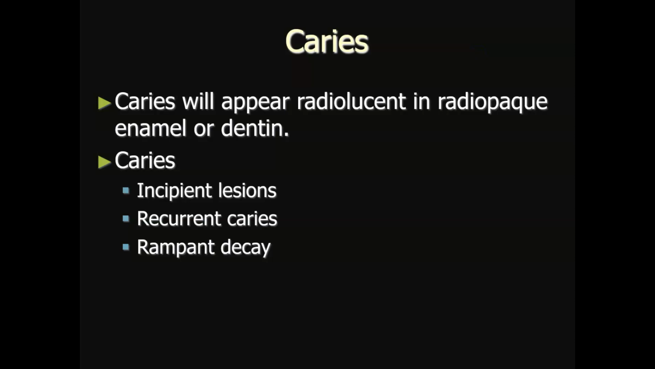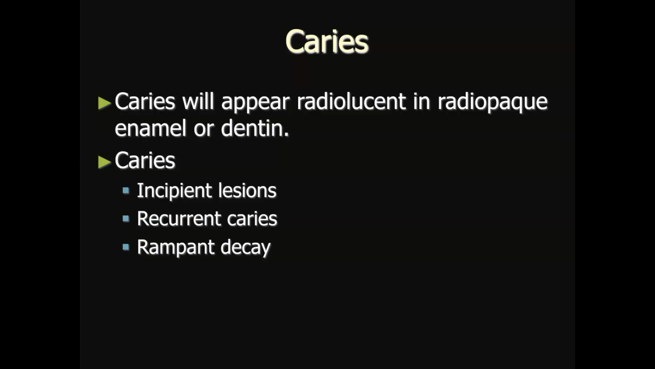Okay, so just kind of a definition of caries. It's loss of structure, and caries will appear radiolucent in a radiopaque enamel or dentin. And just some terminology to go with that. Incipient lesions means that the cavity started to form and then remineralized. So you may see something on the surface of the tooth, but it remineralized. So in a radiograph, it's either going to look the same as the other structures around it, or it may even look a little more radiopaque.